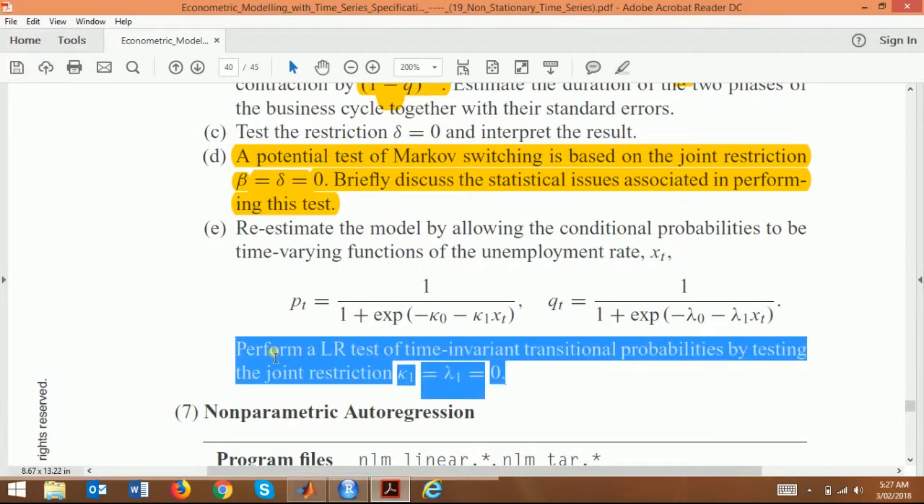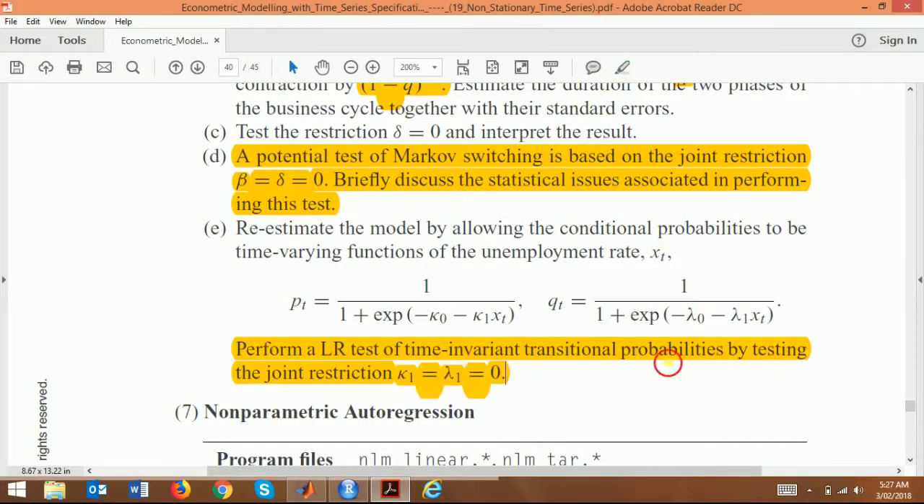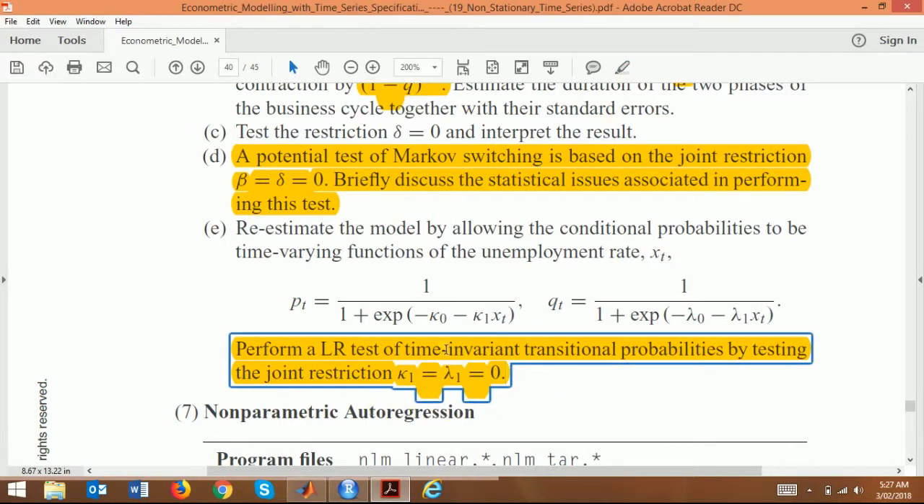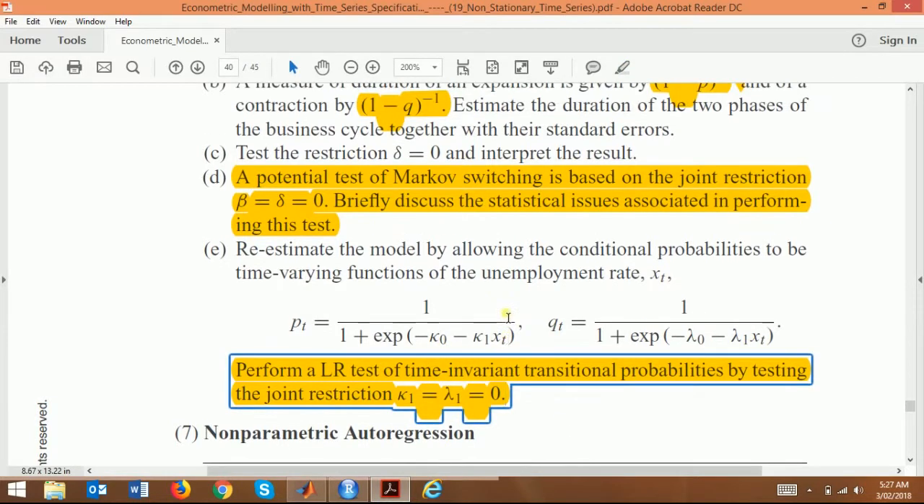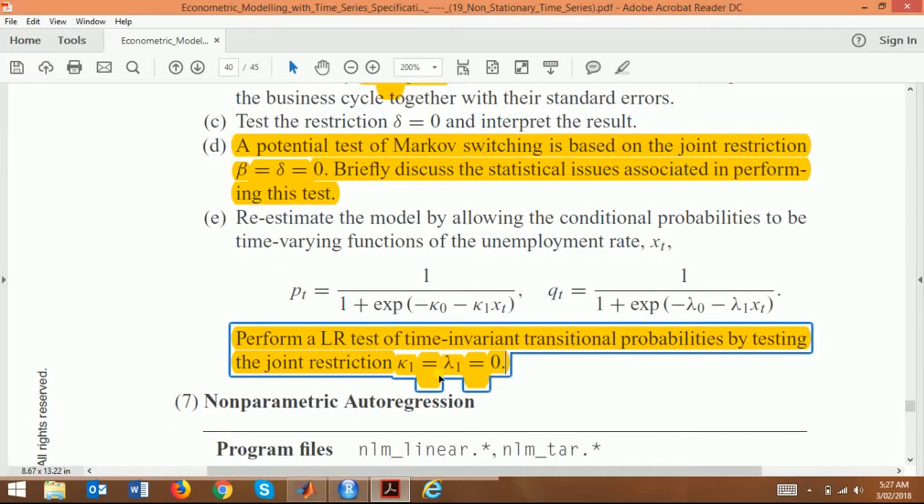So now we need to do an LR test of time variant transitional probabilities by testing the joint restriction of whether kappa and lambdas are zeros or not. Remember, if your kappas and lambdas are zero, which will render your p equal to 0, that means beta and delta are automatically 0, and you don't need to do it separately. If your kappa and lambdas are non-zero, then you have values for q. That is something that we talked about.